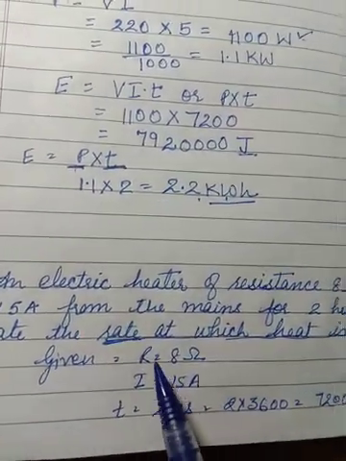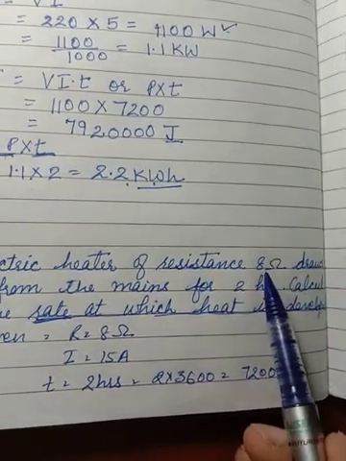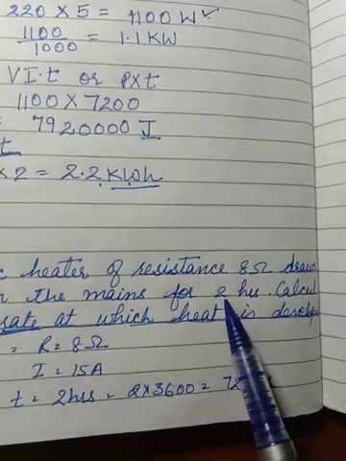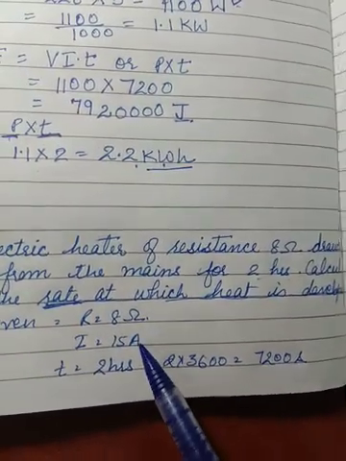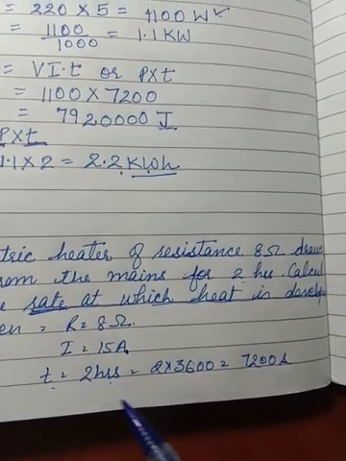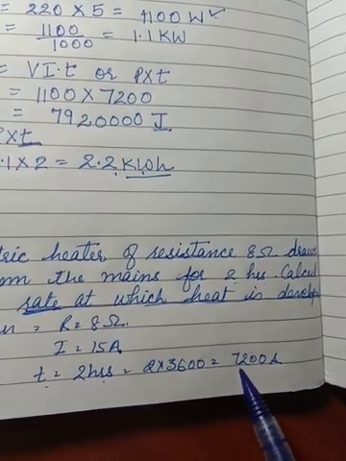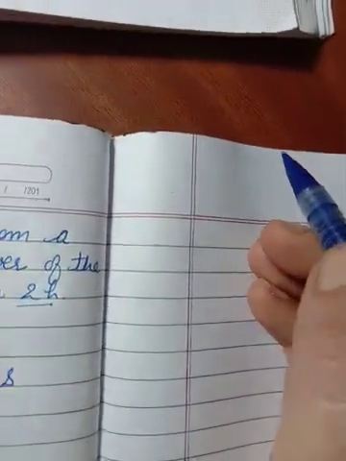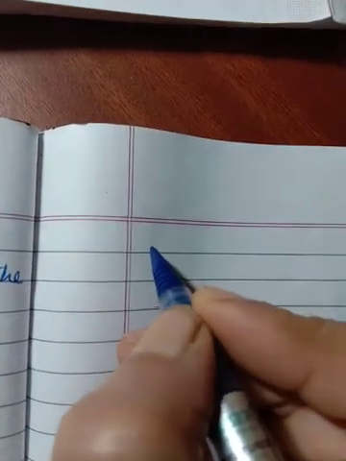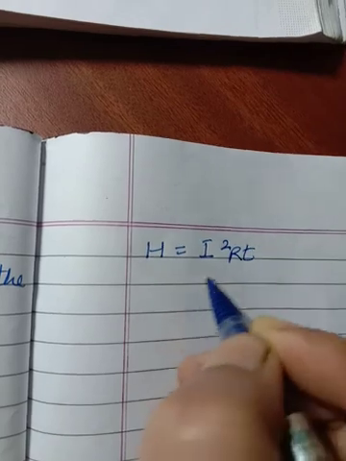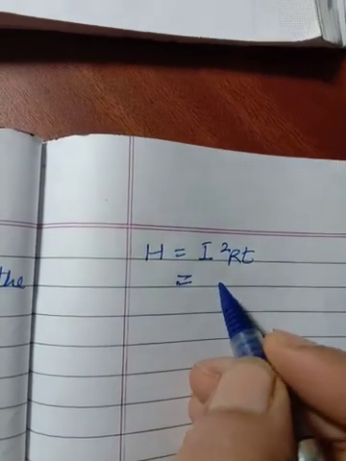So see what things are given to us. Resistance is given as 8 ohm, then current 15 ampere, then time 2 hours. So resistance 8 ohm, I is 15 ampere, and time is 2 hours. We will convert it into seconds, so 7200 seconds. Now we have to find out the heat. Here we will use the formula for heat as I square R T. Now we will put the values of I, R and T.